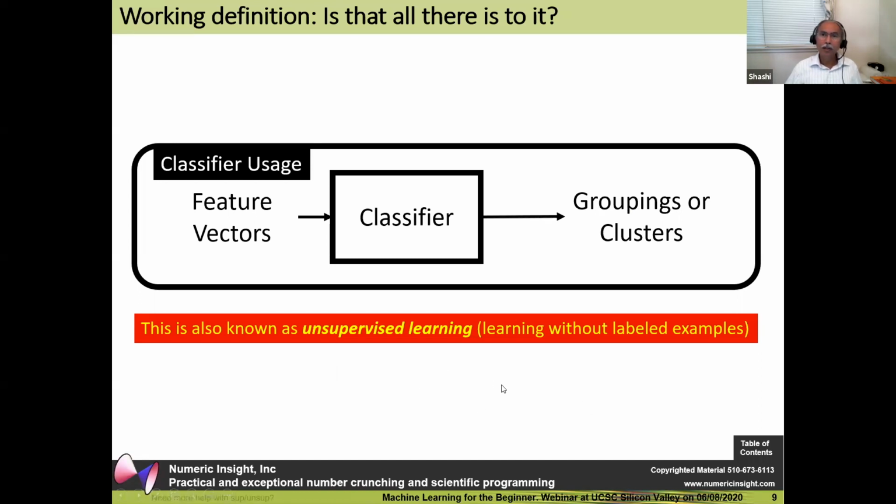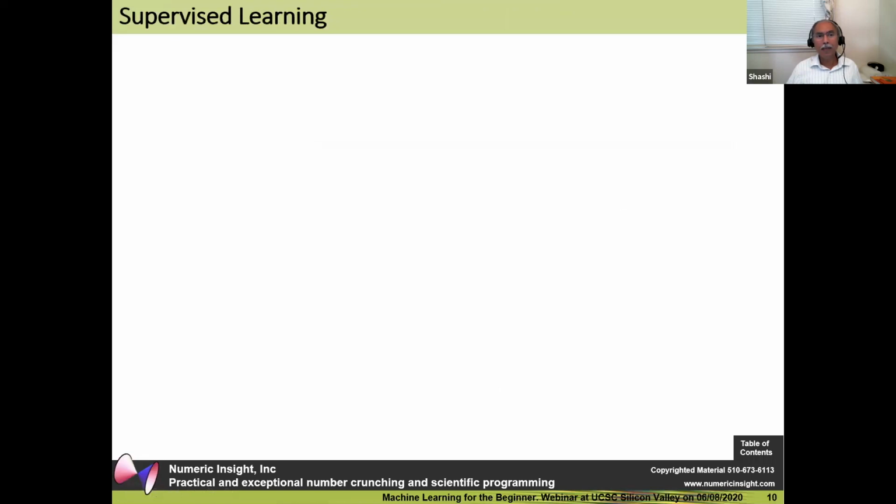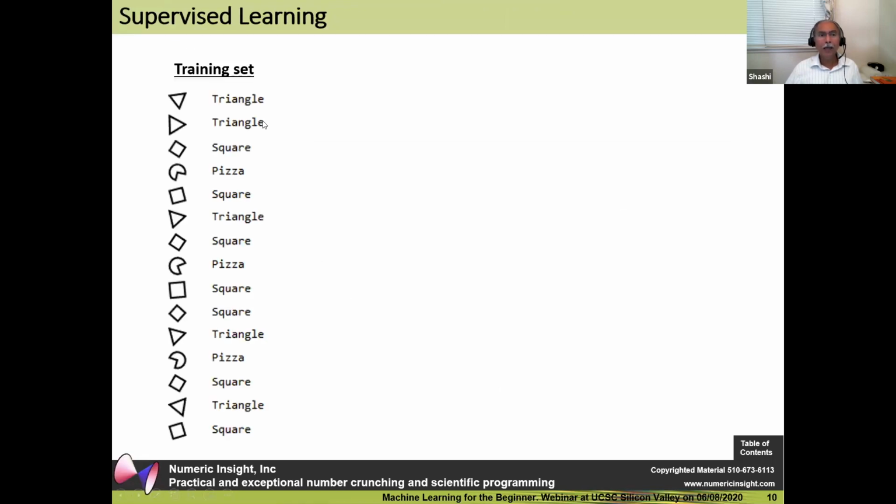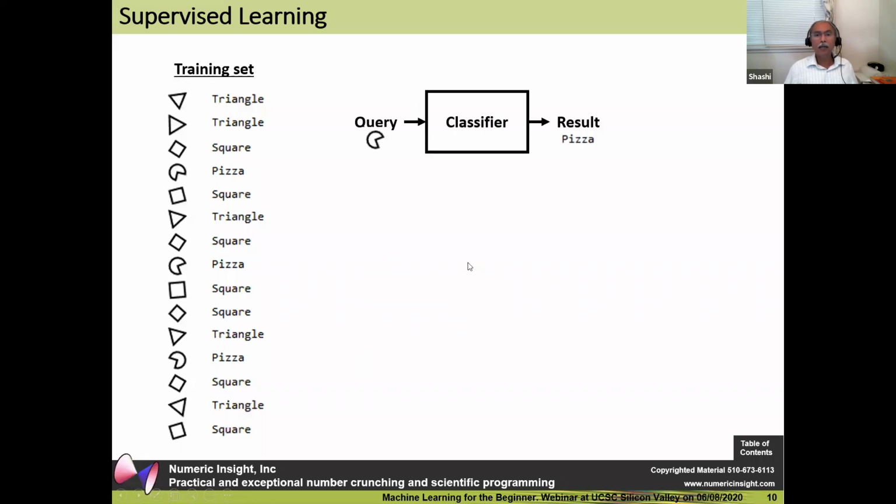I'm sure this is still kind of abstract. I can help you out here. Let's take a look at this example of supervised learning. I'm going to show you this training set. You will see that it has a bunch of shapes. It has three shapes: triangle, square, and pizza. So you can imagine that you're going to create a classifier, and it can take a query and classify that query.